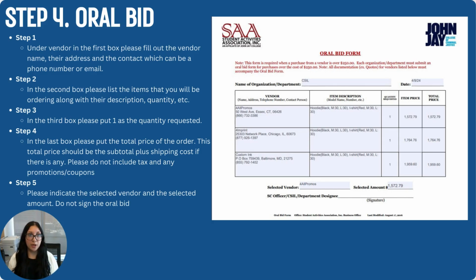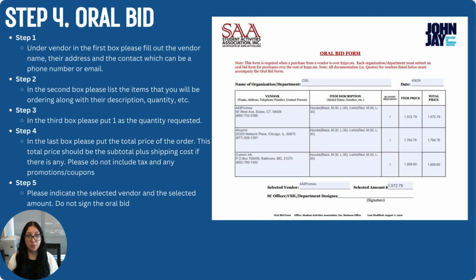So for my order, I will be doing an advertised promotion order. I want to order hoodies in black, and I want to order t-shirts in red. They will be the same sizes, medium in 30, large in 30. So for my oral bid, I will be looking at the vendors All Promos, Imprint, and Custom Ink.